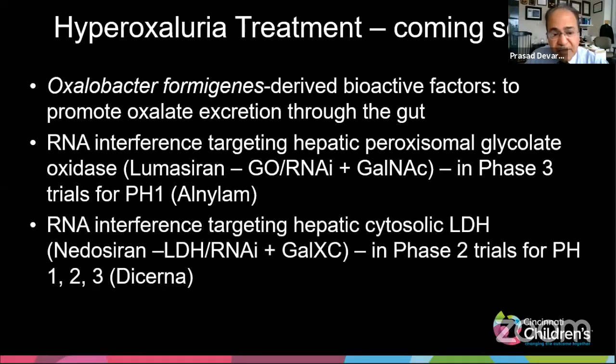And similarly, there's an interfering RNA targeting the cytosolic LDH. So you can take the LDH RNA inhibitor, attach it to GalXC, which is another way of targeting this compound specifically to the liver. And phase 2 trials are now successful, and they're moving to phase 3.